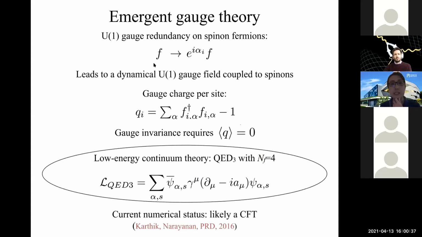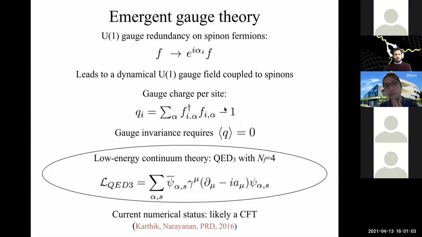What that means is that there is a U1 gauge redundancy for this spinon fermion, which means if I go to low energy, what I get necessarily is a U1 gauge theory, right? Because a local U1 rotation symmetry is basically a gauge symmetry. And the gauge charge is defined as basically my fermion charge, my fermion occupation number, minus 1.